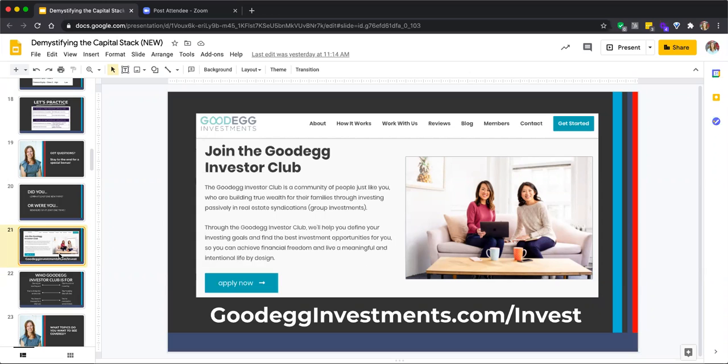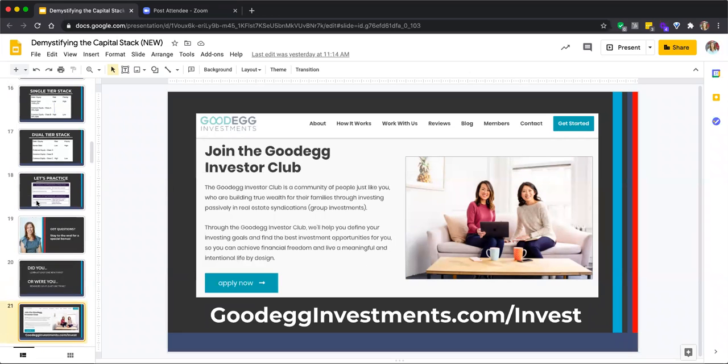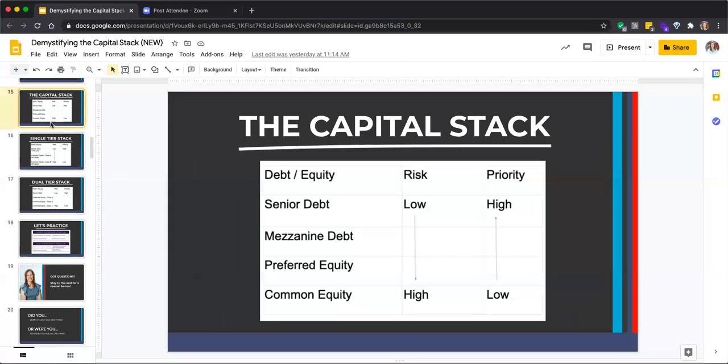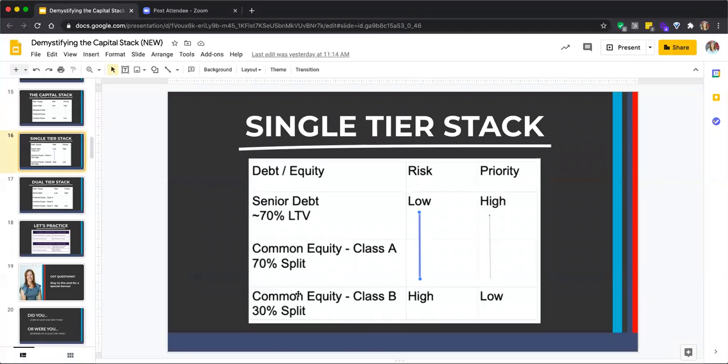The waterfall is probably going to identify more. The capital stack is what it is: the capital stack is how the senior debt, the preferred equity, and the common equity line up. The waterfall is going to indicate what type of stack it is. Basically, what are the nuances of that particular deal structure you're looking at?